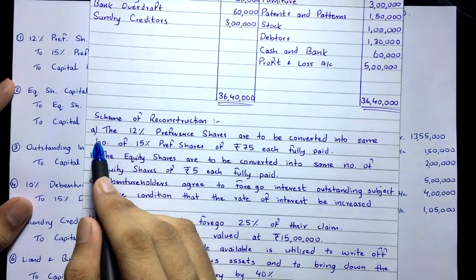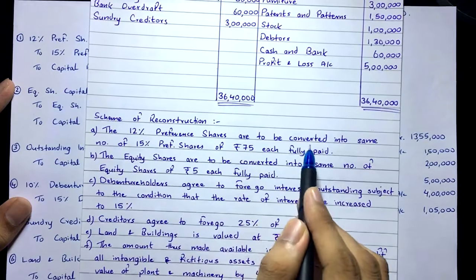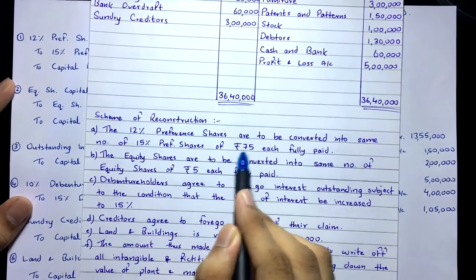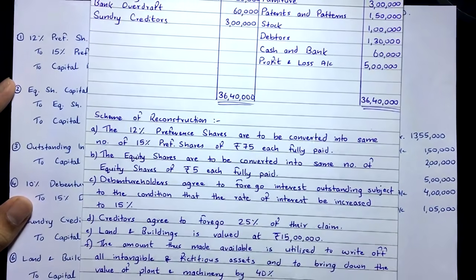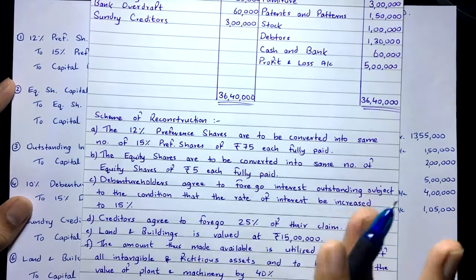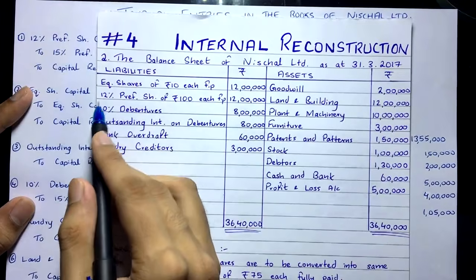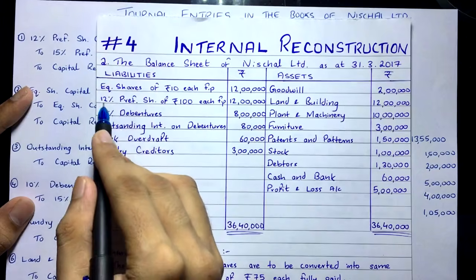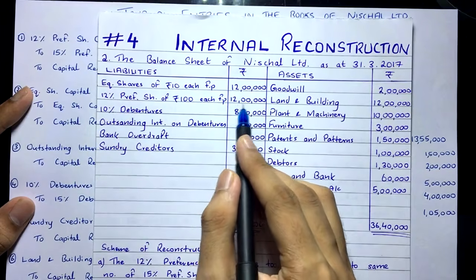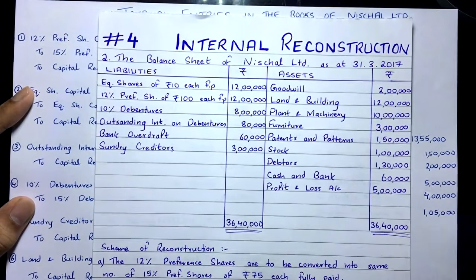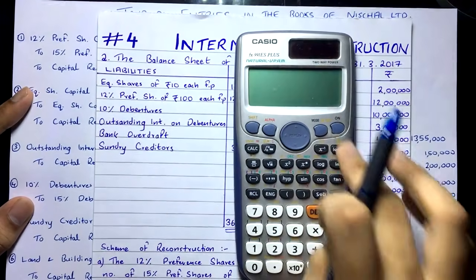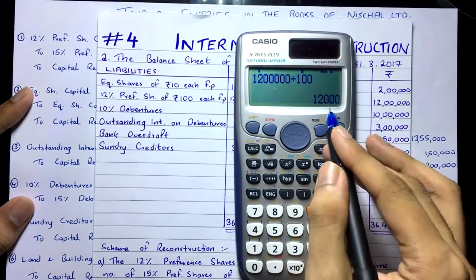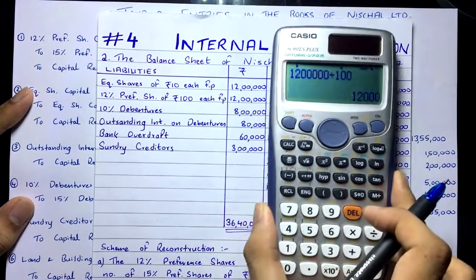The first thing, see here, is that the 12% preference shares are to be converted into the same number of 15% preference shares of ₹75 each, fully paid up. Here the paid up value is not getting changed, only the face value. See here in the balance sheet, 12% preference shares of ₹100 each, fully paid. The amount was 12 lakh and the face value was 100, isn't it? So 12 lakh divided by the face value of 100 gives 12,000, the number of preference shares.